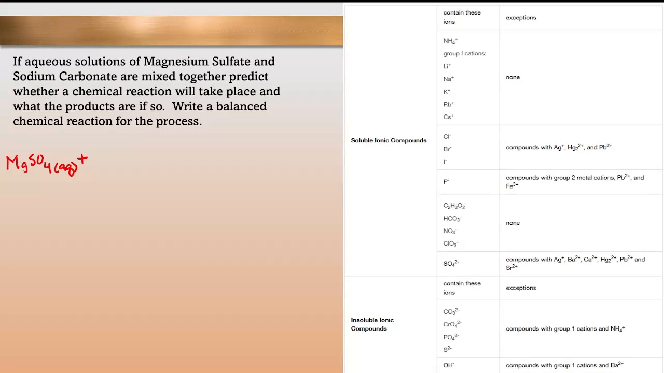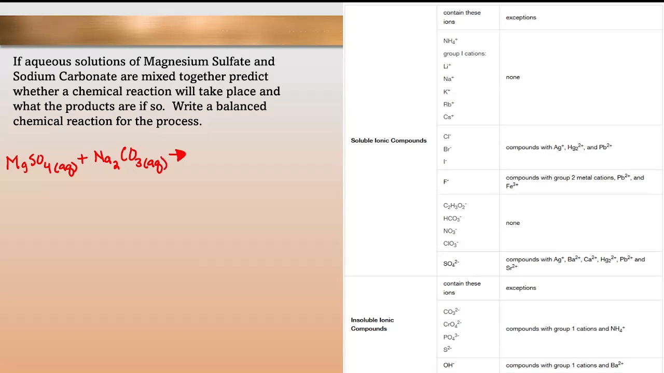Sodium carbonate. Sodium is a +1 cation, and carbonate is a CO3 2- polyatomic ion. The formula for sodium carbonate therefore becomes Na2CO3. It is also dissolved in water, so it is shown as aqueous solution.